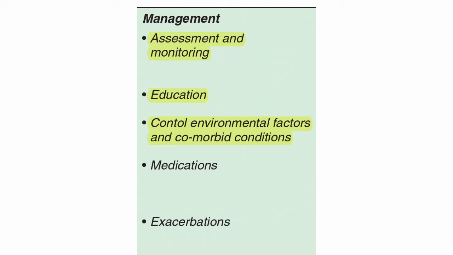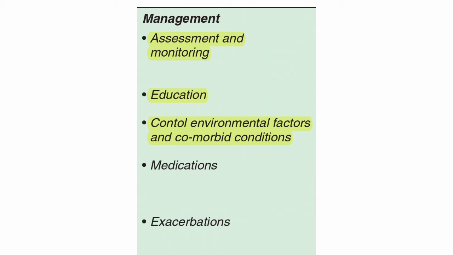Next, before the start of treatment, education is very important. People fear the inhalers, people fear the disease, people fear the chronicity of the disease. So you should educate them about that. Also the home environment should be changed, so that the setting is supportive for the patient. So education is important. Second is to control environmental factors and comorbid conditions.